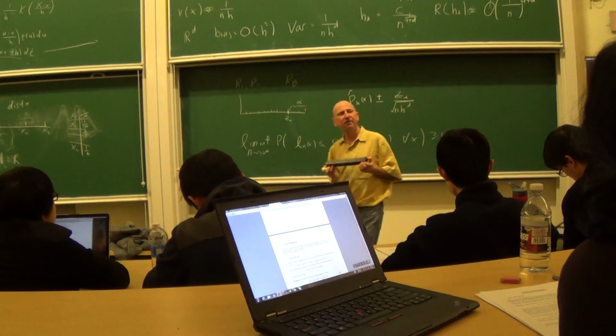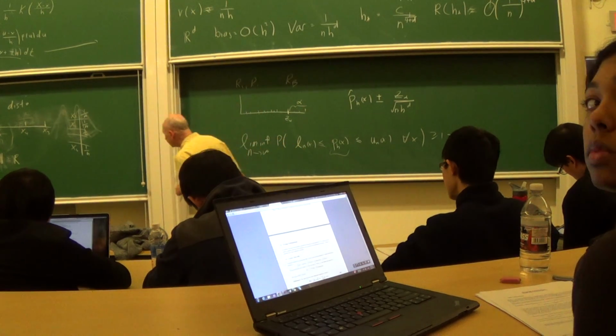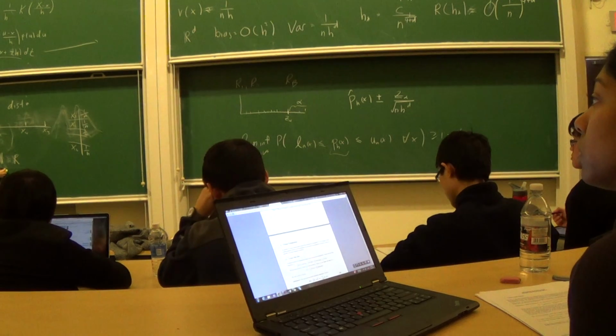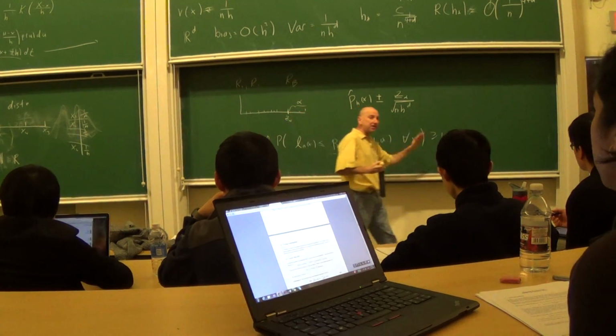So what's the distance function you're using between the bootstrap density estimator? It's the sup distance, the maximum distance. And the reason is I want to make sure that this is holding for all x simultaneously.